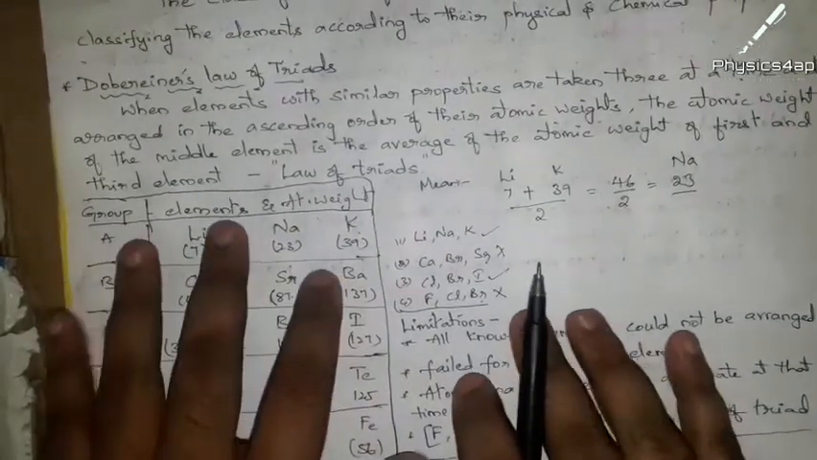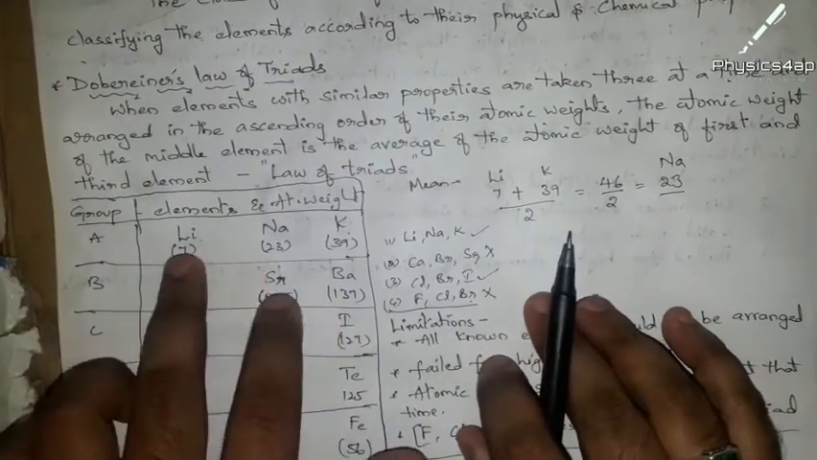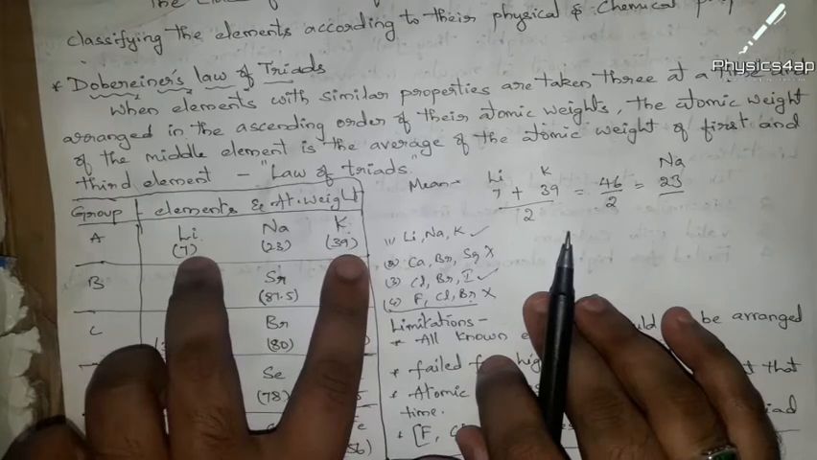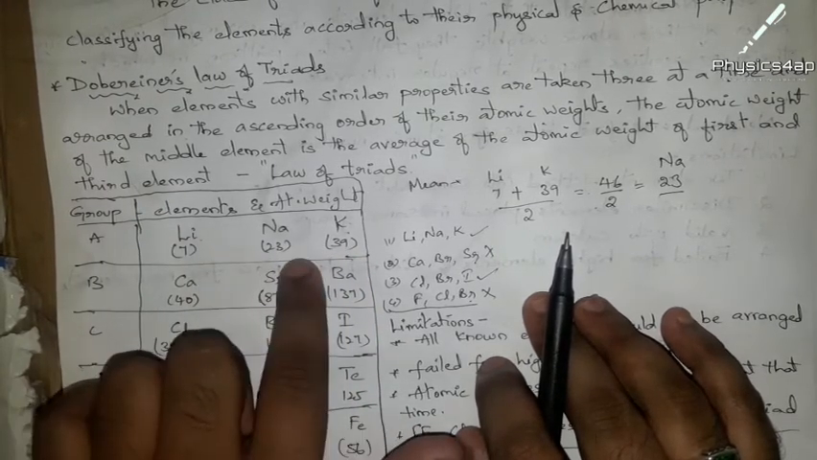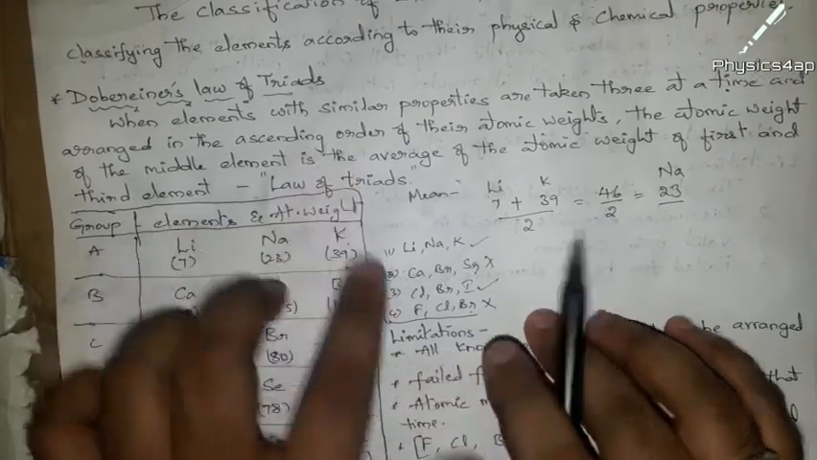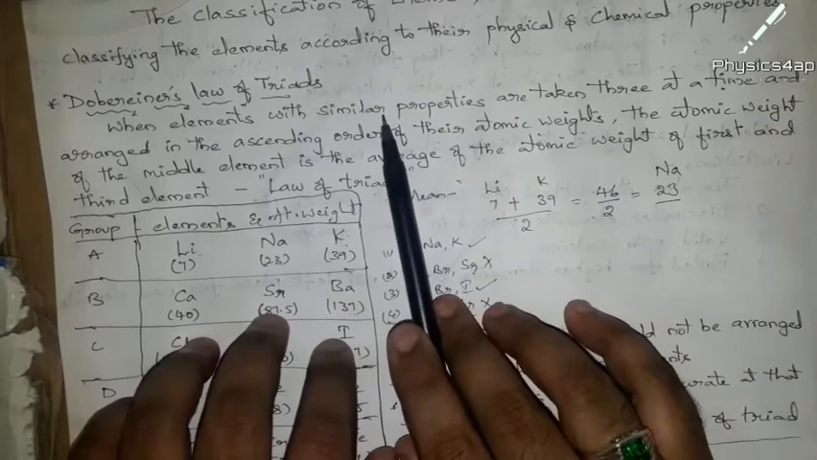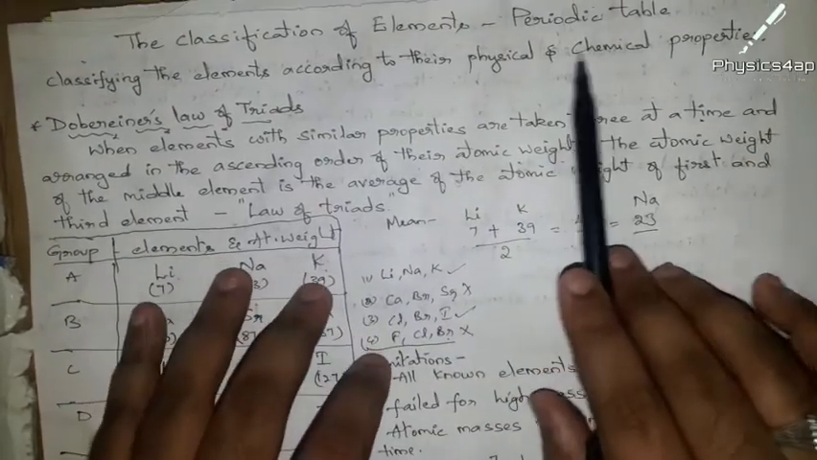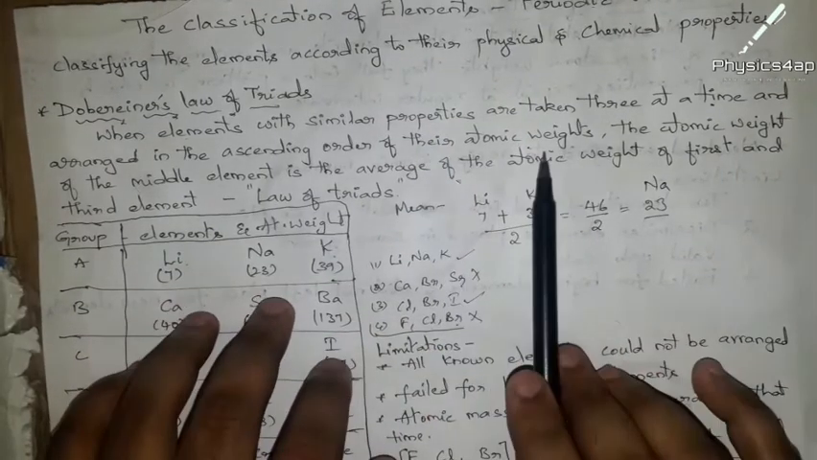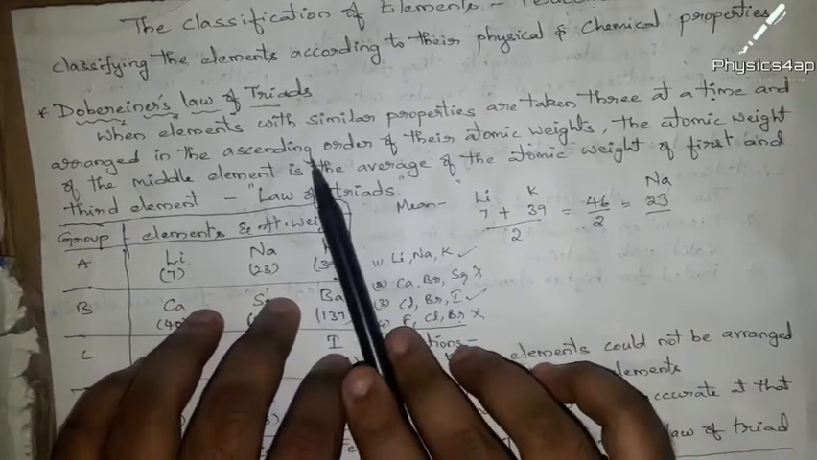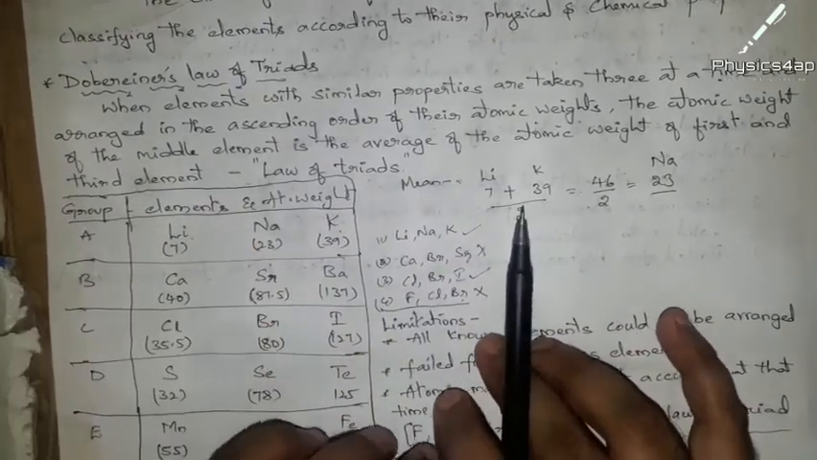So this is about the Dobereiner law of triad. That is, the atomic weight of the first element and the third element should have an arithmetic mean equal to the second element, and they should be arranged according to the increasing order of their atomic weights, and their properties should be similar. Whether it is both the physical and chemical properties, the properties should be the same, and the atomic weight should be in ascending order, or the increasing order. So this is about the law of triad.